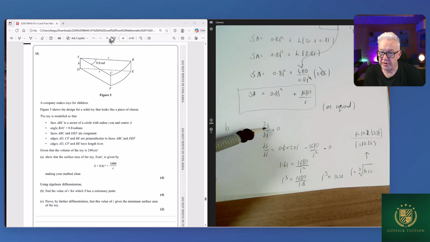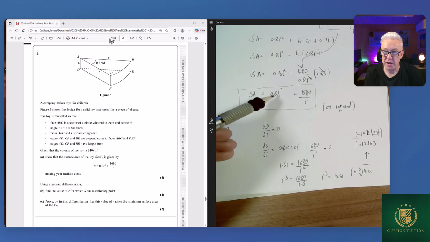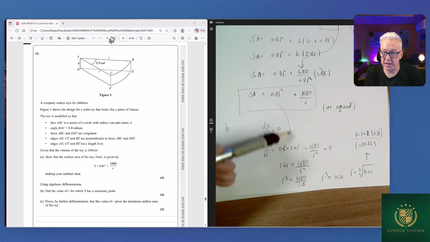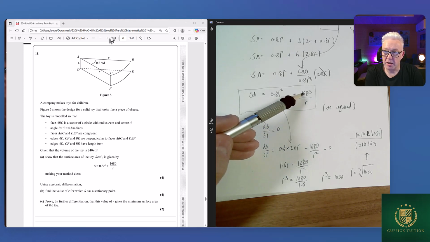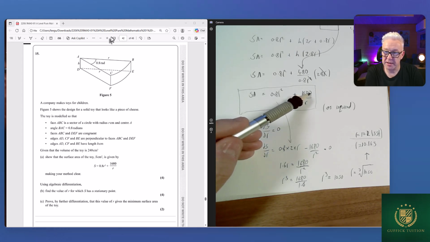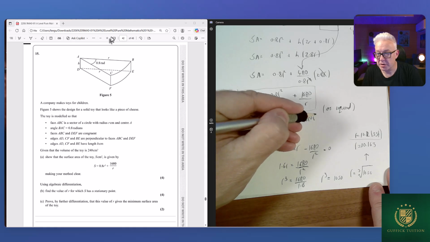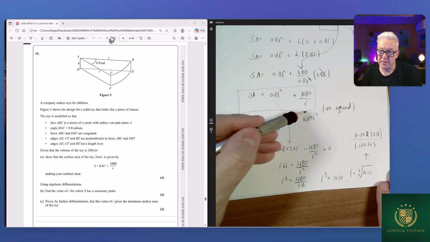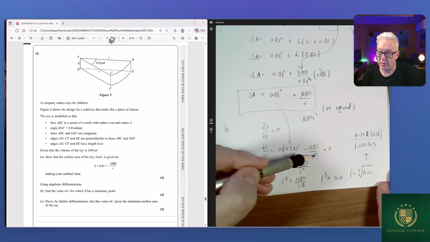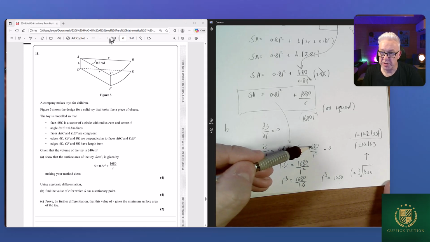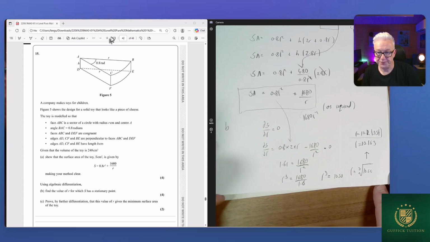So let's differentiate this expression. We're differentiating with respect to r, so we're going to have 2 times 0.8 there. This is the same as 1680r to the minus 1. So we times by the power that's there and lower the power by 1. So that becomes minus 1680 over r squared.